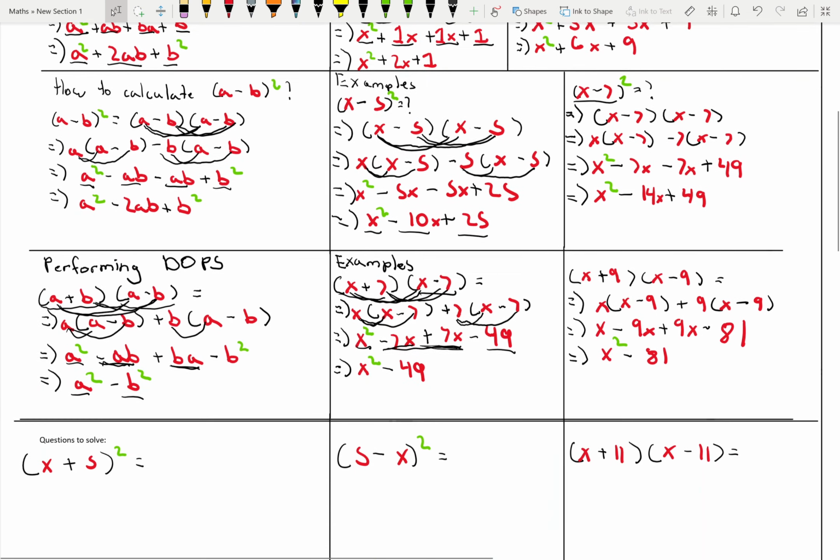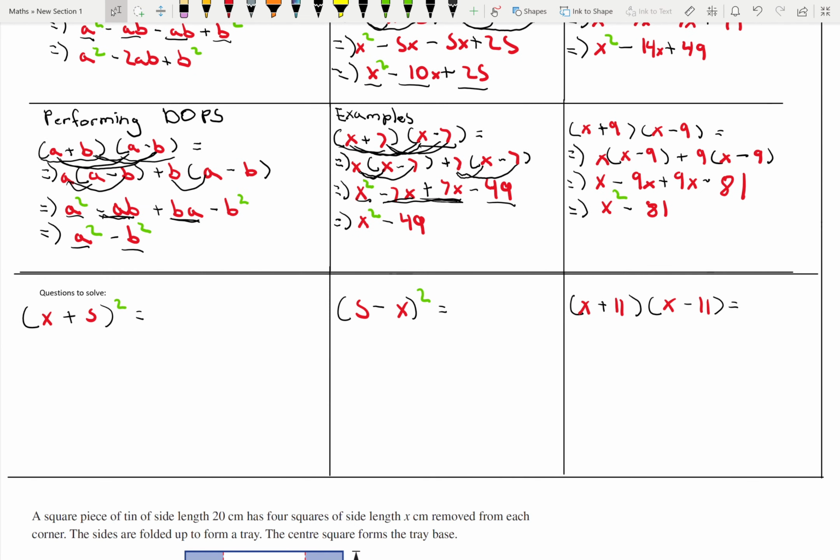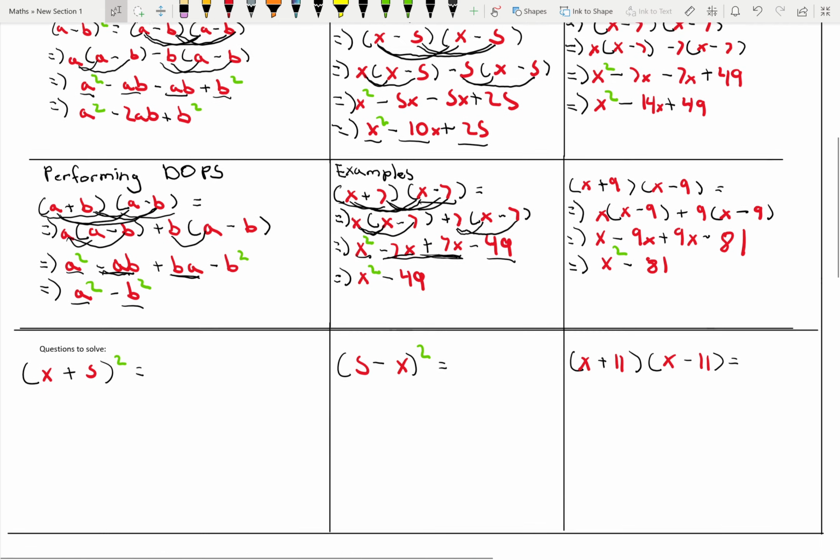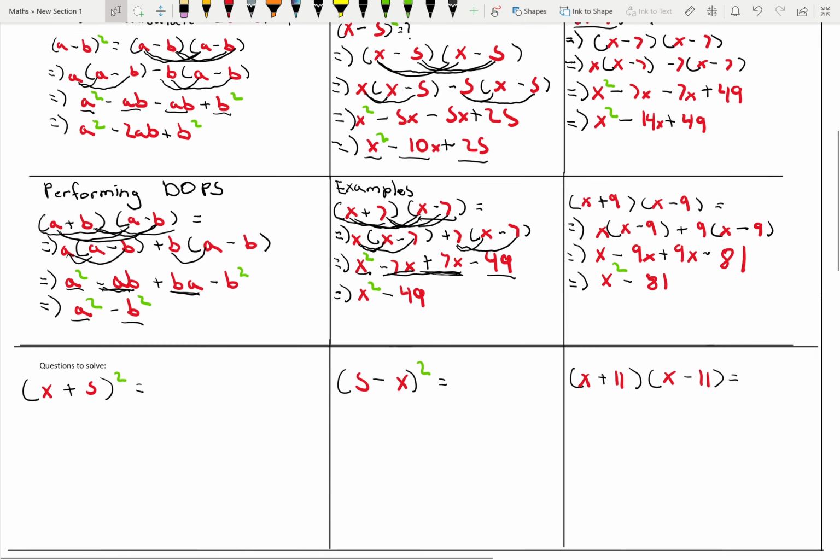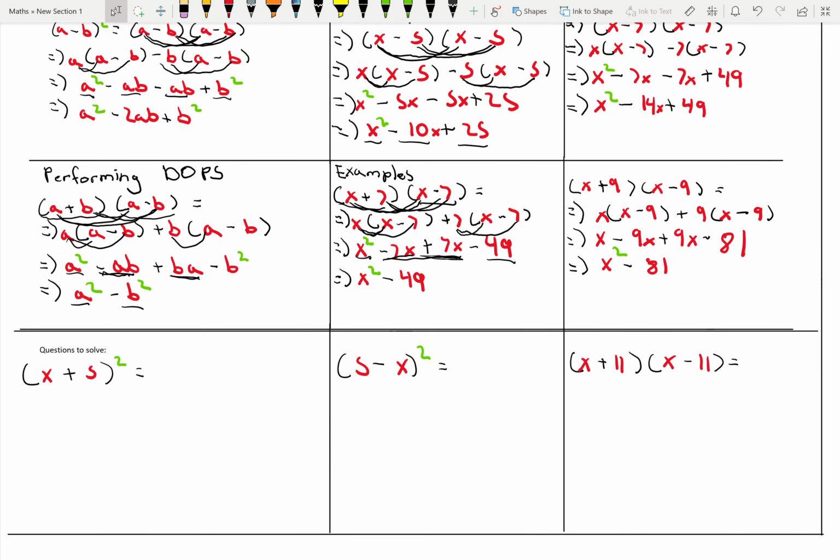Now, let's try some spare questions to solve. x plus 5 whole squared. Pause the video to try and figure it out before we go ahead and discuss it. Now, there's two ways to do this. Obviously, we can try substituting the a plus b whole squared formula, and we find a equals x and b equals 5. Therefore, a squared plus 2ab plus b squared.